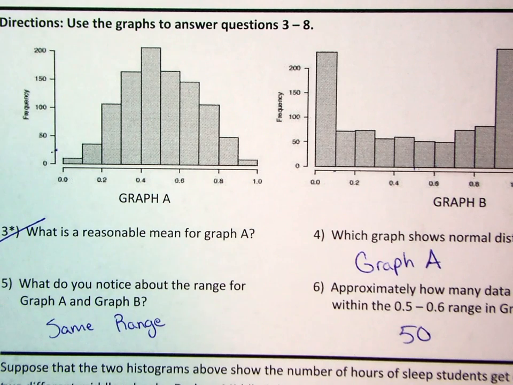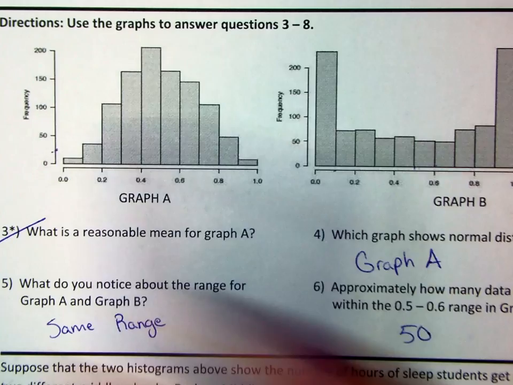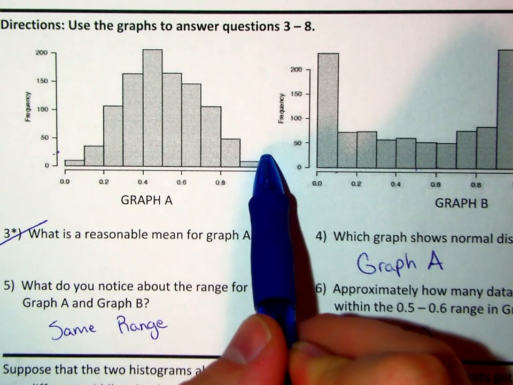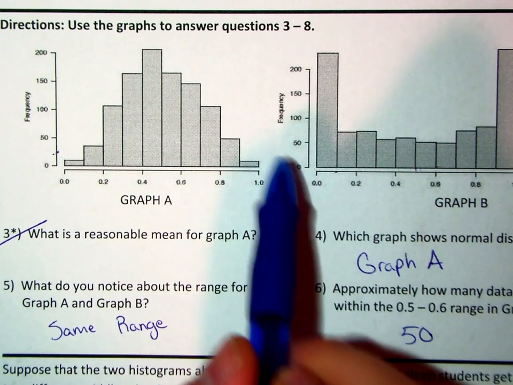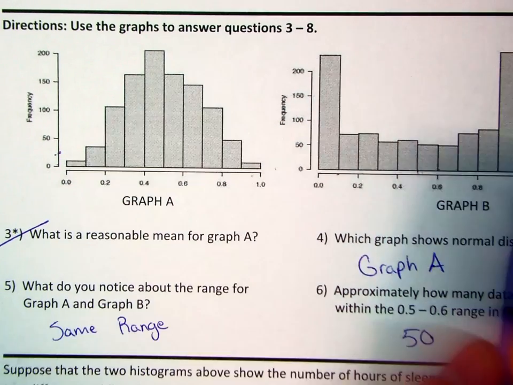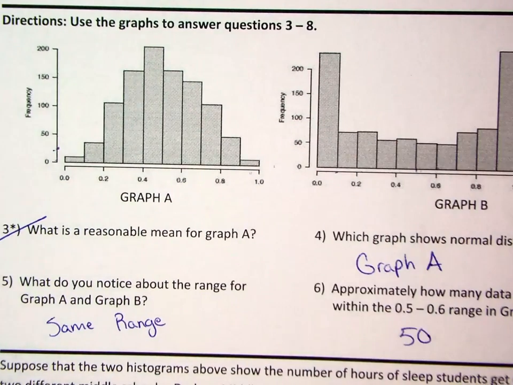Number 5, what did you notice about the range for graph A and B? Well, each had data that existed in the 0 to 1 range. So they would have the same range.